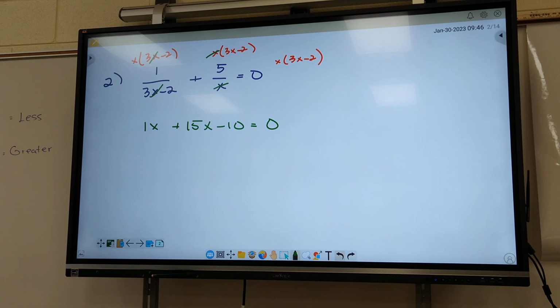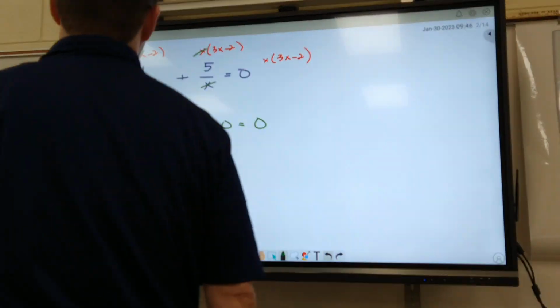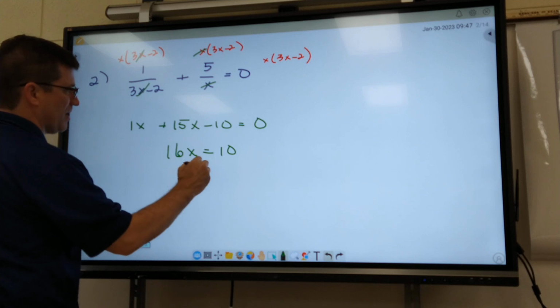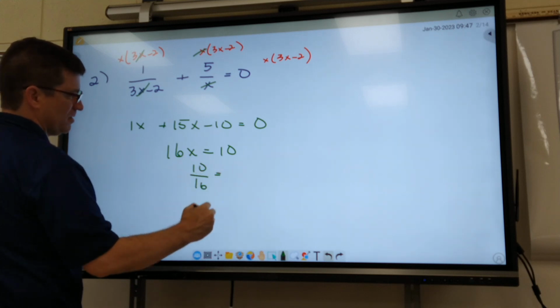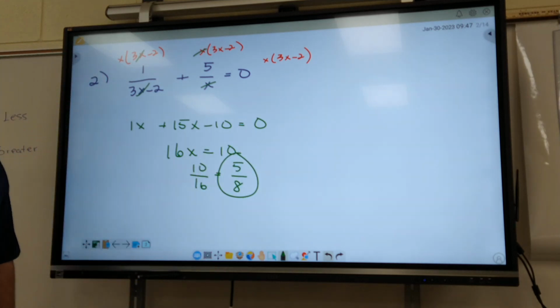I think you might get a fraction on this one. It's okay. Just simplify your fraction. Let's see what you get. Let's see what y'all should have. I got 16x equals 10. Somebody simplify that for me, please. 5 over 8. All right, everybody good there?